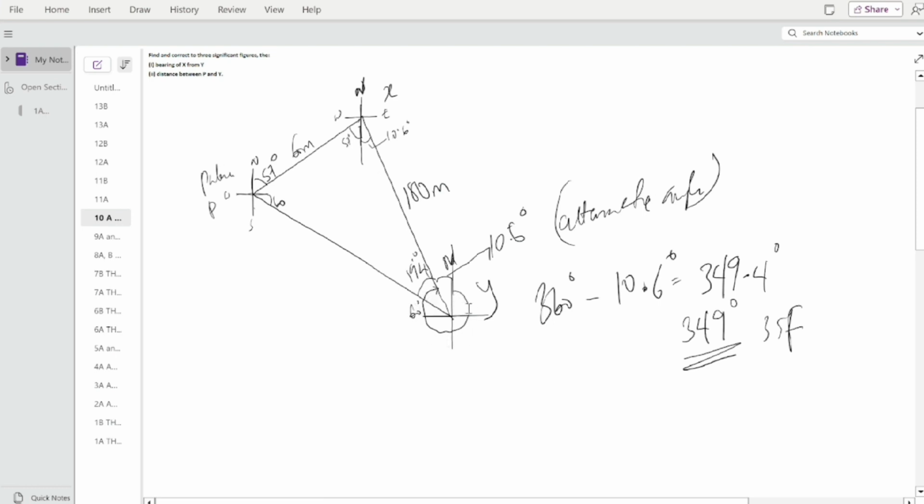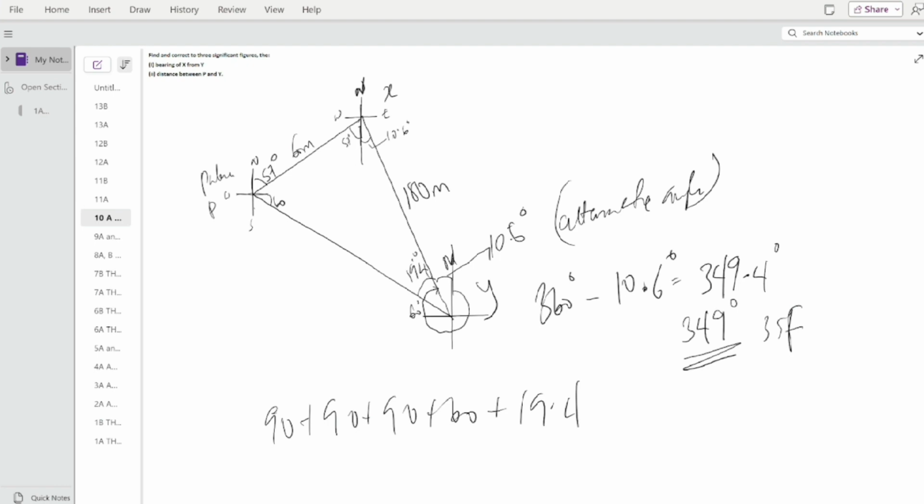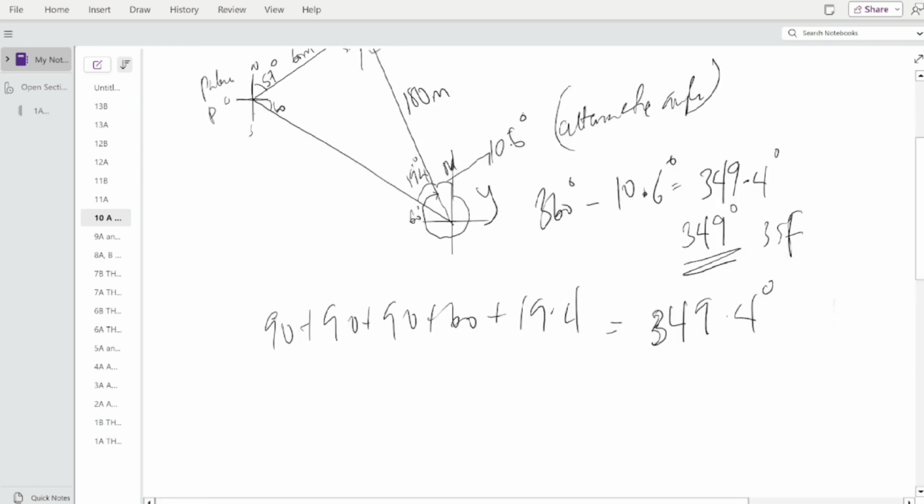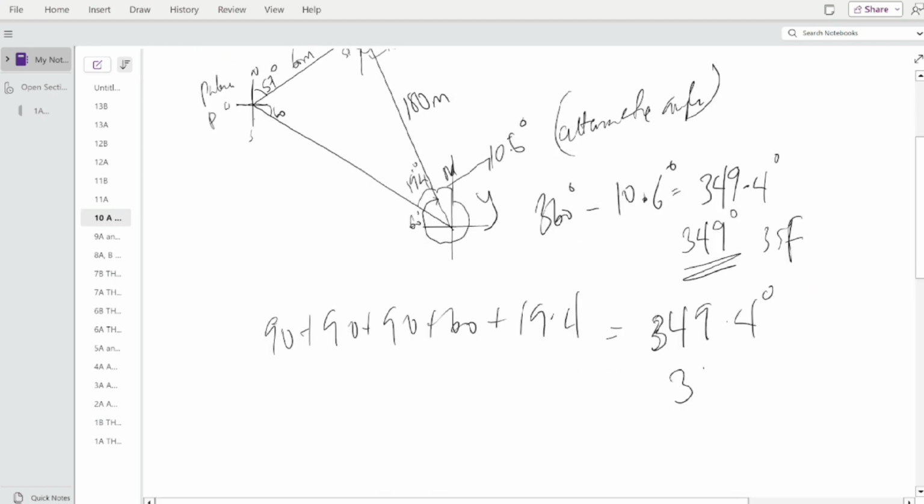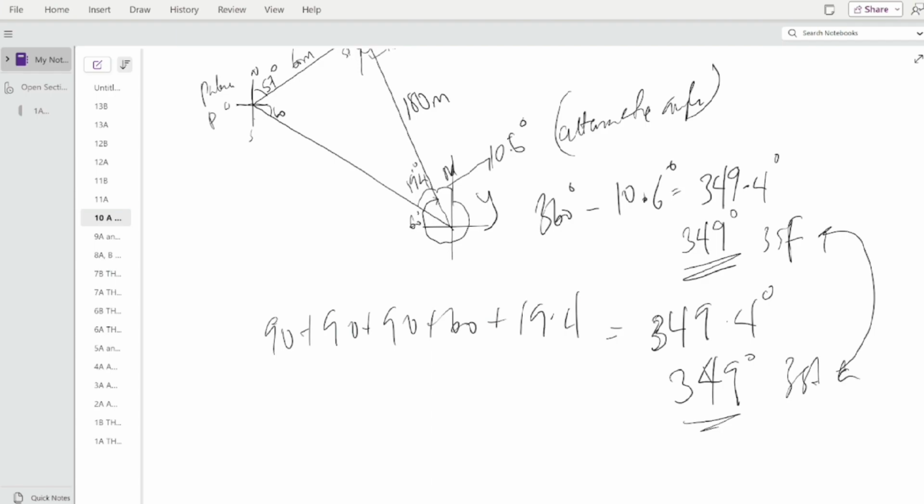So you've traveled 90, you've traveled another 90, you've traveled another 90. 90 plus 90 is 180. 180 plus another 90 you traveled here is 270. We have 270 plus 60 plus 19.4. So we have 90 plus 90 plus 90 plus 60 plus 19.4, which all add up to 349.4 degrees, which is approximately, to 3 significant figures, 349 degrees. 3SF, same as the first answer. Either way, you still get your answer.